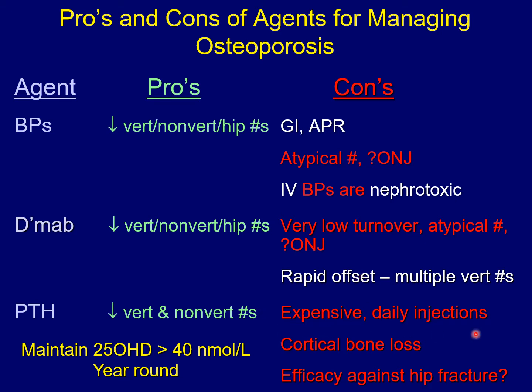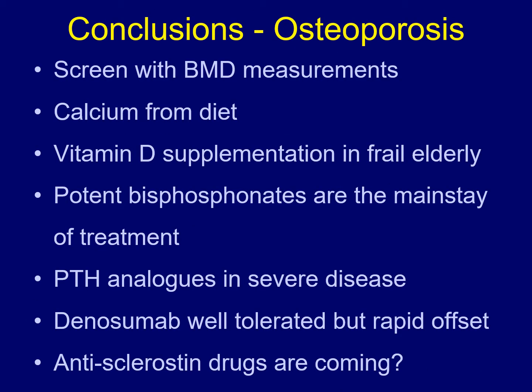Teriparatide, the injection, abbreviated here as PTH, is good at decreasing vertebral and non-vertebral fractures. It is expensive, it requires daily injections, and we're not really sure that it can prevent hip fractures. Vitamin D we've talked about. It's sensible to try and keep levels above about 40 nanomoles per litre. In practice we don't usually measure the vitamin D levels. We either give a small supplement in people who are seldom getting outdoors, or if people are regularly outdoors and exposed to sunshine, then we don't need to do anything specific about that.